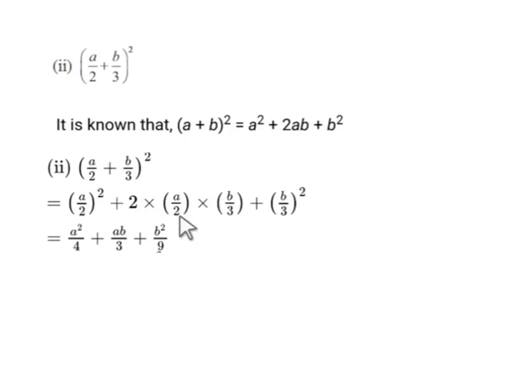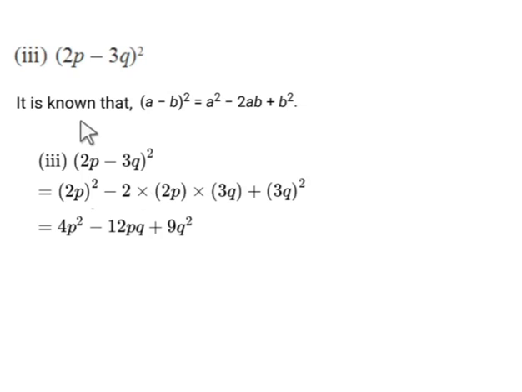Here a into b will remain in the numerator and 3 in the denominator. Therefore the middle term is ab/3, plus numerator square upon denominator square, that is b²/9. Hence the expansion is a²/4 + ab/3 + b²/9.